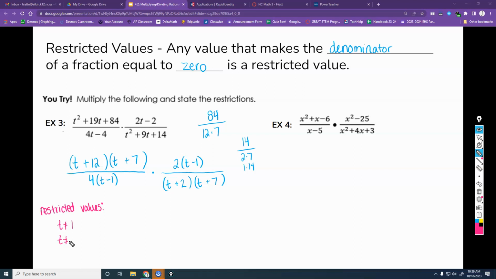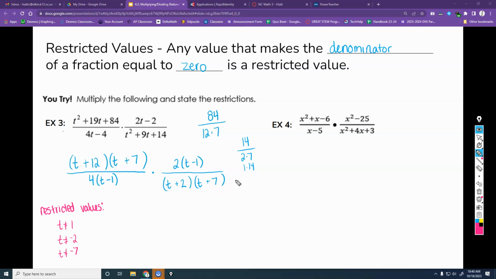t plus 2? What would make that 0? Negative 2. Right? Negative 2 plus 2 would be 0. What about t plus 7? Negative 7. So you guys see what's happening there? You're just using the opposite sign for those. We might get one that's a little more complicated. We'll talk about what to do when we get there. So for this equation, t cannot equal 1, negative 2, or negative 7 because it's going to give you 0 in the denominator of the fraction.